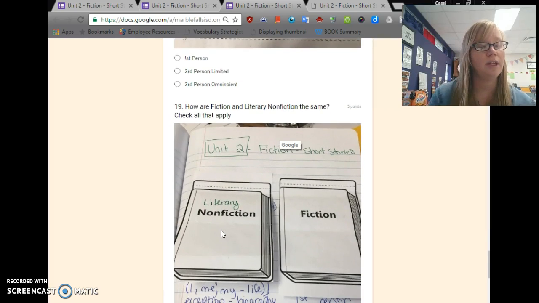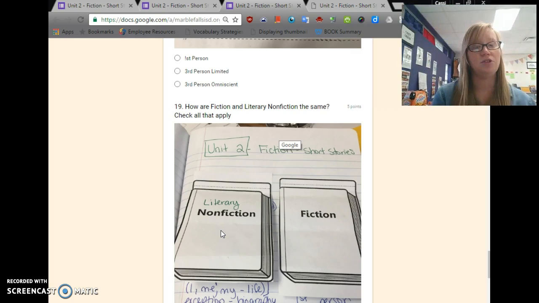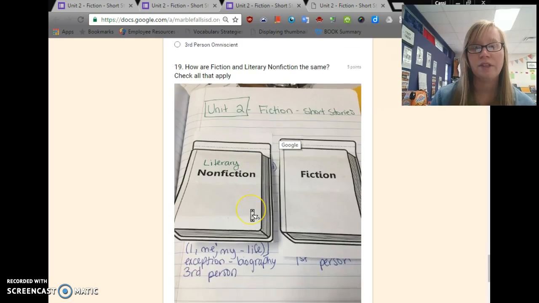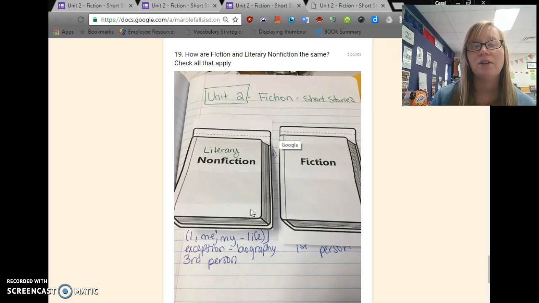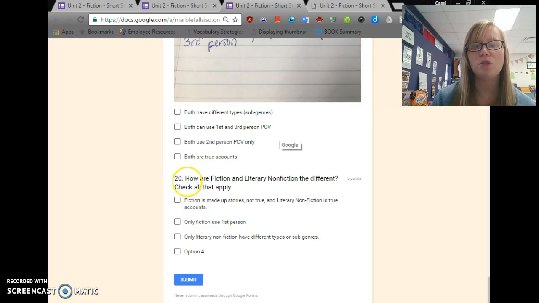Number 19 and 20, you can use your reader's notebook, okay, and your notes that are in there. How are fiction and literary nonfiction the same? Check all that apply. Both have different types or subgenres. Both can use first and third person point of view. Both use second person point of view only. Both are true accounts.